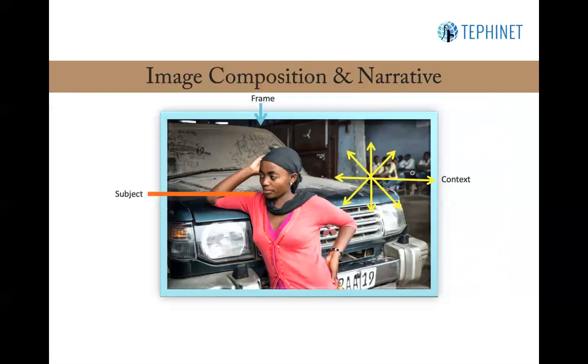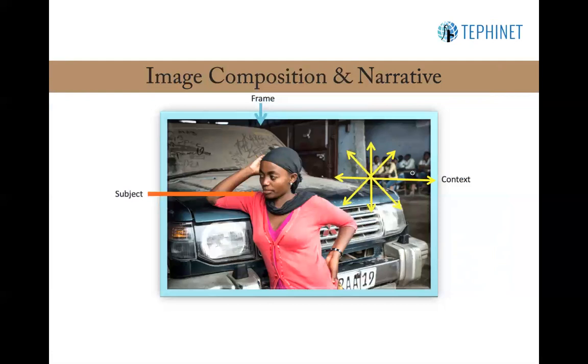The frame itself is the blue edge, and I've highlighted that here so that you can see that there's certainly more to the scene. If you were to turn left or right or look up or down, you would see more than you can see in this photograph. But as the photographer, I've chosen just to feature this segment of reality, and that is what is within the frame.